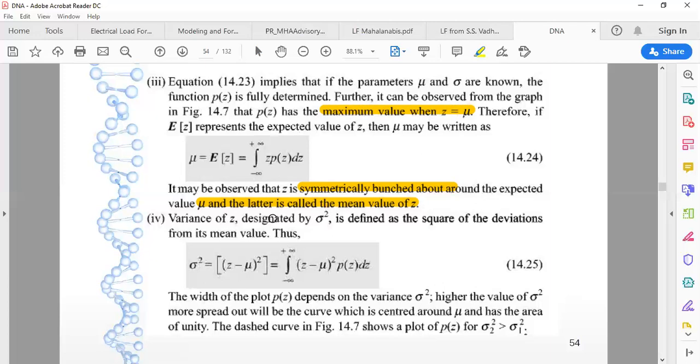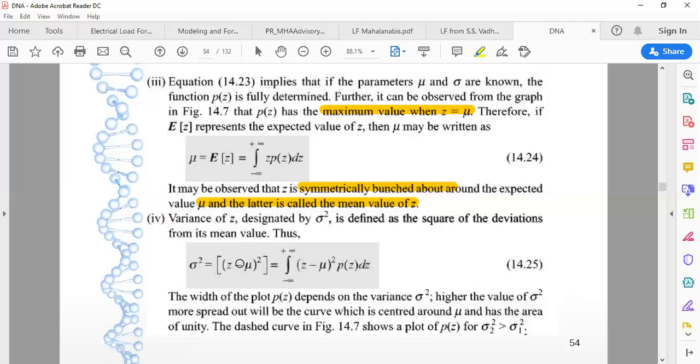Third thing is variance. Suppose my true value is 2.5. Each and every time it will show me 2.44, 2.46, 2.48. Then we can define a standard deviation. Standard deviation is sigma.